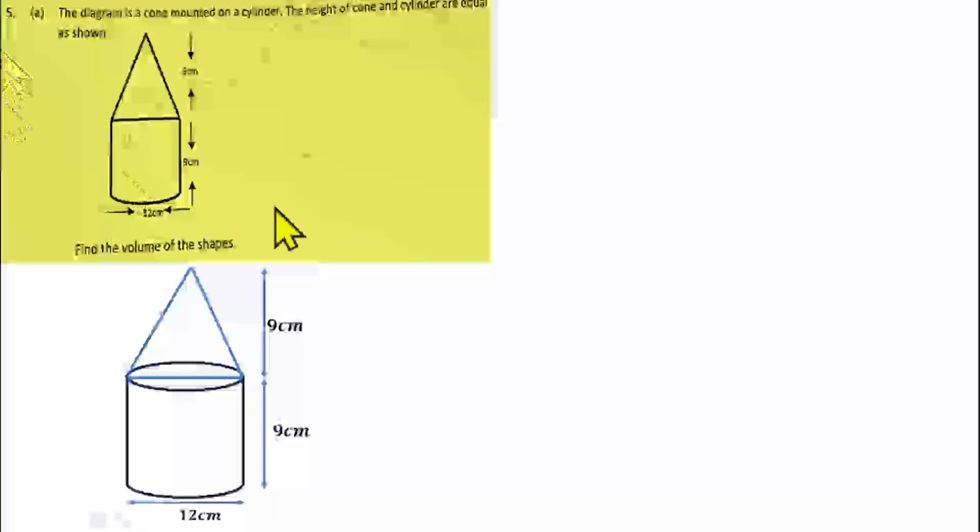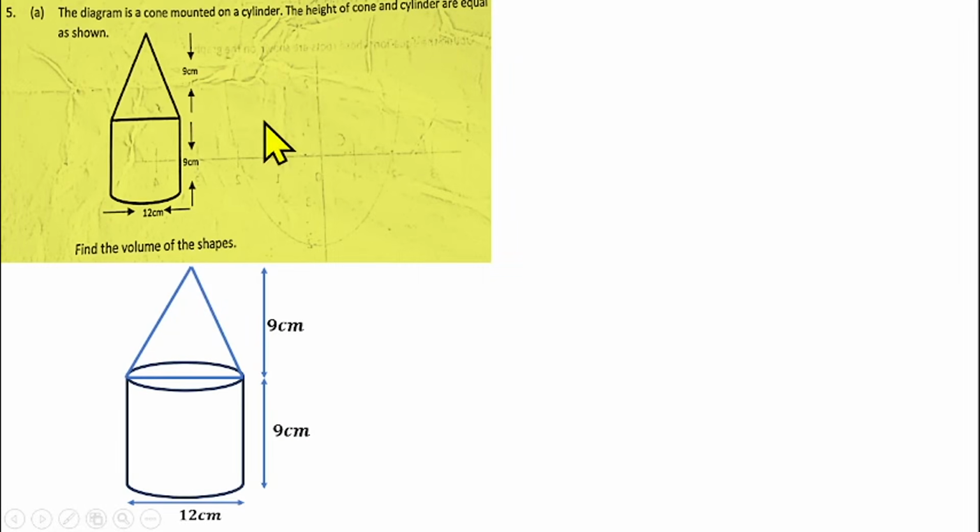Question number 5 is from the mensuration of solid shape. In this case, we are having a cone mounted upon a cylinder. So this is a composite shape when it comes to mensuration of solid shape. The diagram is a cone mounted on a cylinder. The height of the cone and the cylinder are equal as shown. So this is the cone on top of the cylinder.